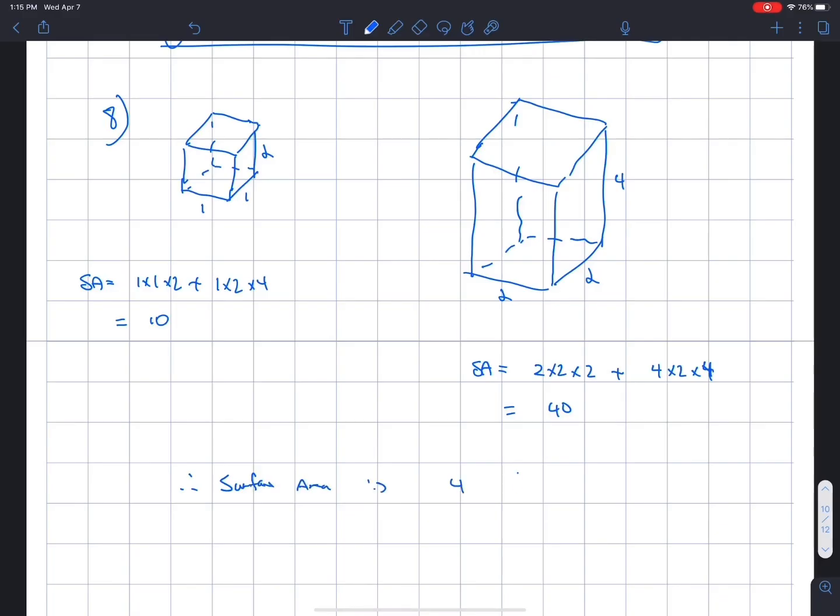So therefore, the surface area is 4 times greater when we double the side length, right? It has gone from 10 to 40, so it's 4 times greater. I got 4 times by just doing 40 divided by 10. That's how I got the 4 times. And that's the answer. That's all you have to do. Just make some assumption and then make a logical conclusion.